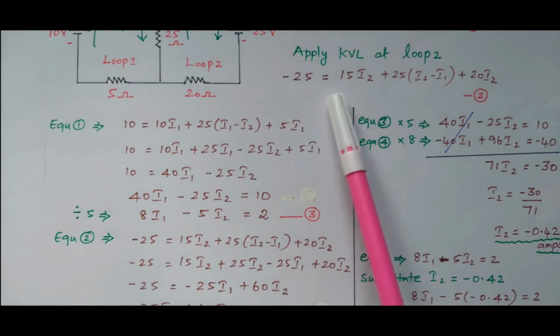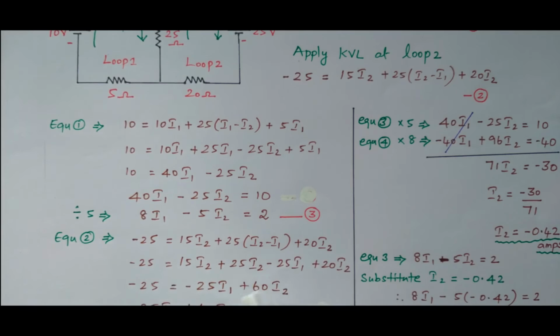Now consider the second equation. The second equation is written as it is. Now we go for simplification. Minus 25 equal to 15 I2. Multiply this 25 inside. So 25 I2 minus 25 I1 plus 20 I2. So minus 25 equal to, see this I2 available here, 15 I2, 25 I2, 20 I2. 3 times available. So 15 plus 25, 40, 40 plus 20, 60 I2.